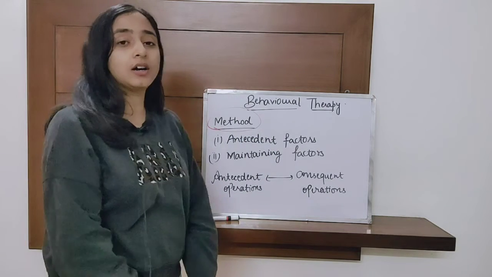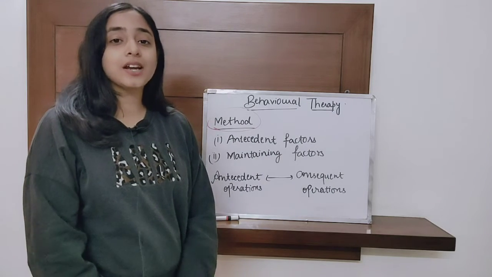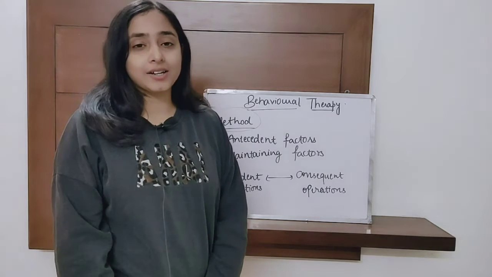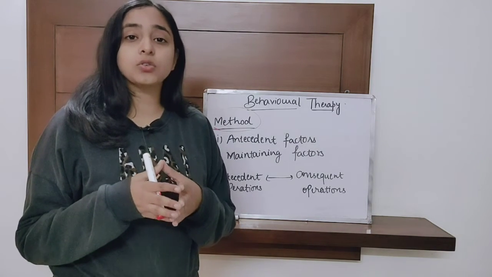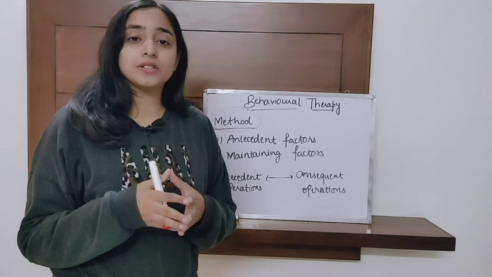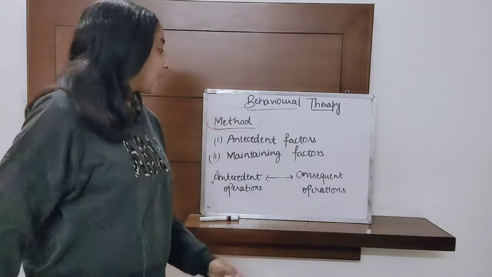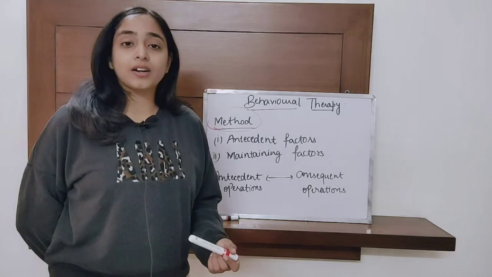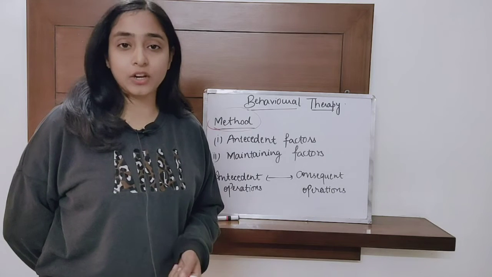The first step in behavioral therapy is recognizing the antecedent factors of the behavior. What are the antecedent factors? Antecedent factors are the factors or the causes which are responsible for making a person indulge in a certain kind of behavior, and then the therapist identifies the maintaining factors. The maintaining factors are the ones that lead to the persistence of a certain kind of behavior.